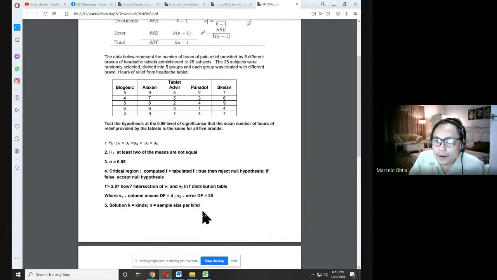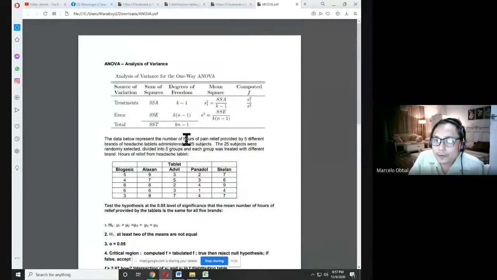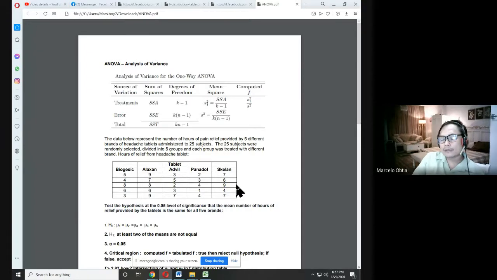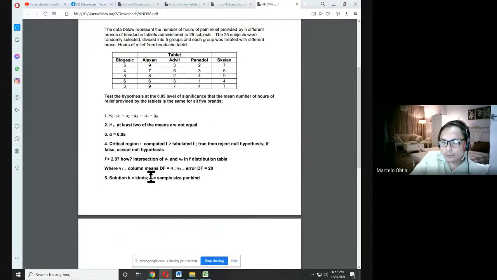Now, how to get the value of F? So, bilangin natin yung k. Ano ba yung k? K means the kind ng variable. Ilang type pa ng variables ang given. In this case, we have 5. No? 1, 2, 3, 4, 5. Or 5 headache tablets. No? So, we're talking about Biogesic, Alaxan, Advil, Panadol, Excellent. So, 5. 5 minus 1 will give you 4. No? So, v sub 1 is equal to 4. Okay? Or degrees of freedom 4.